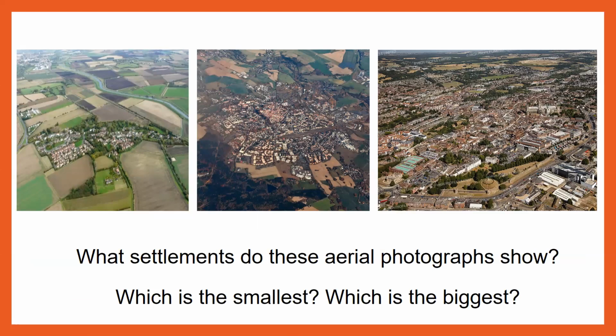Thinking about that, what settlements do these aerial photographs show? I want you to think about the three settlement types that we've already looked at. Which is the smallest and which is the biggest?